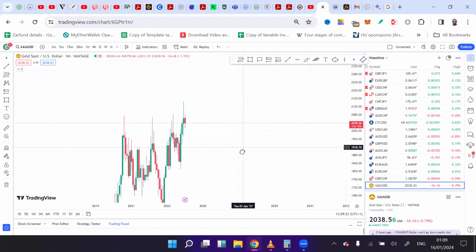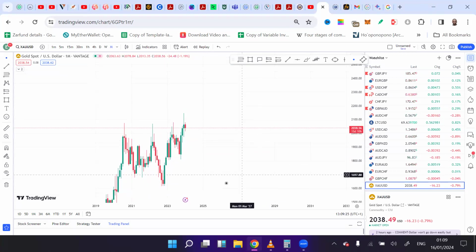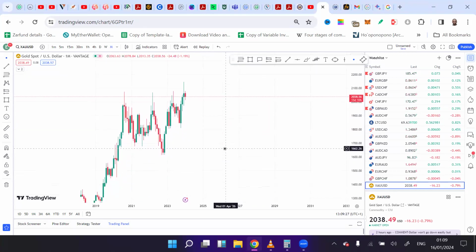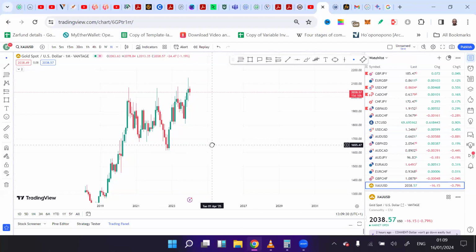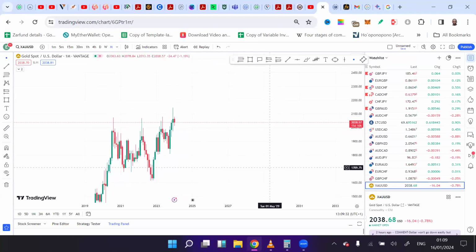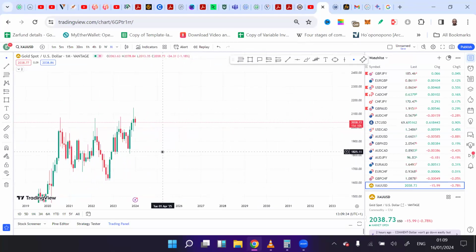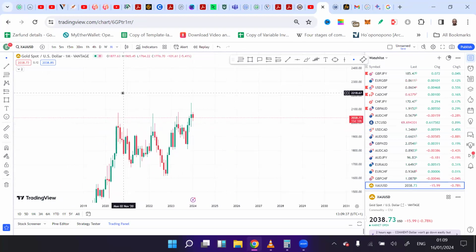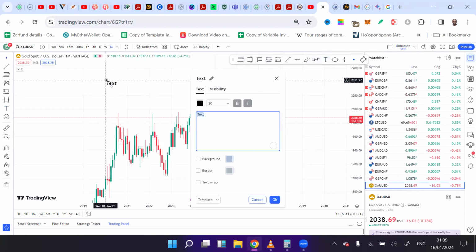So what's been happening with gold? Gold has been on a serious rally, making very huge moves recently. One thing with gold is this: gold is what we call a safe haven asset, or safe haven instrument.